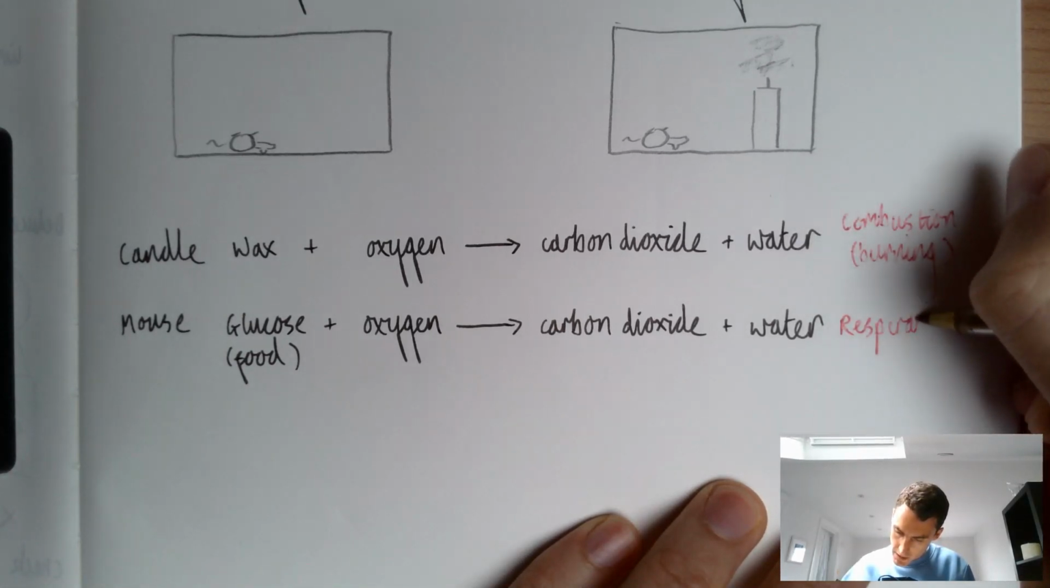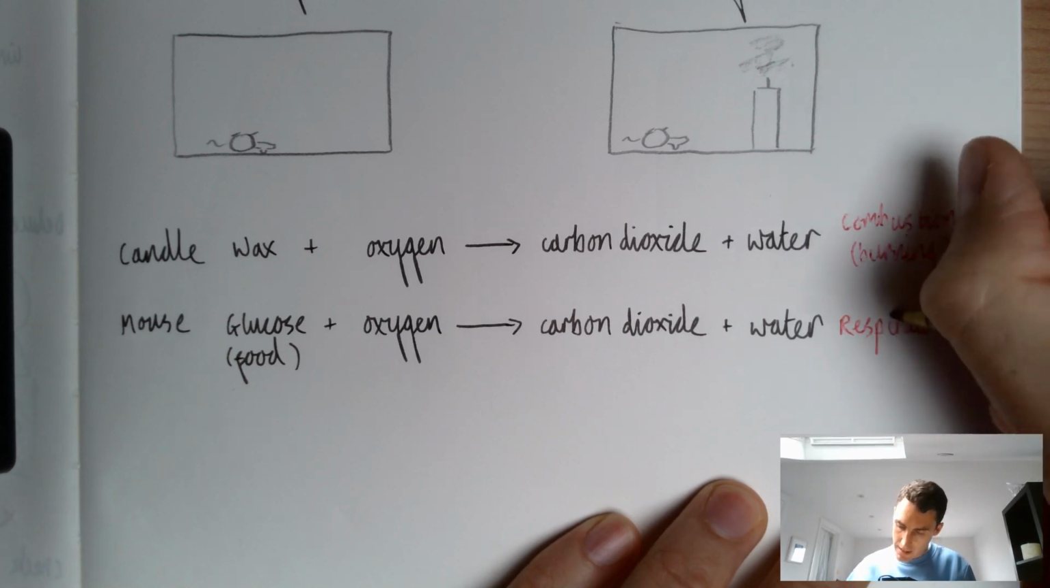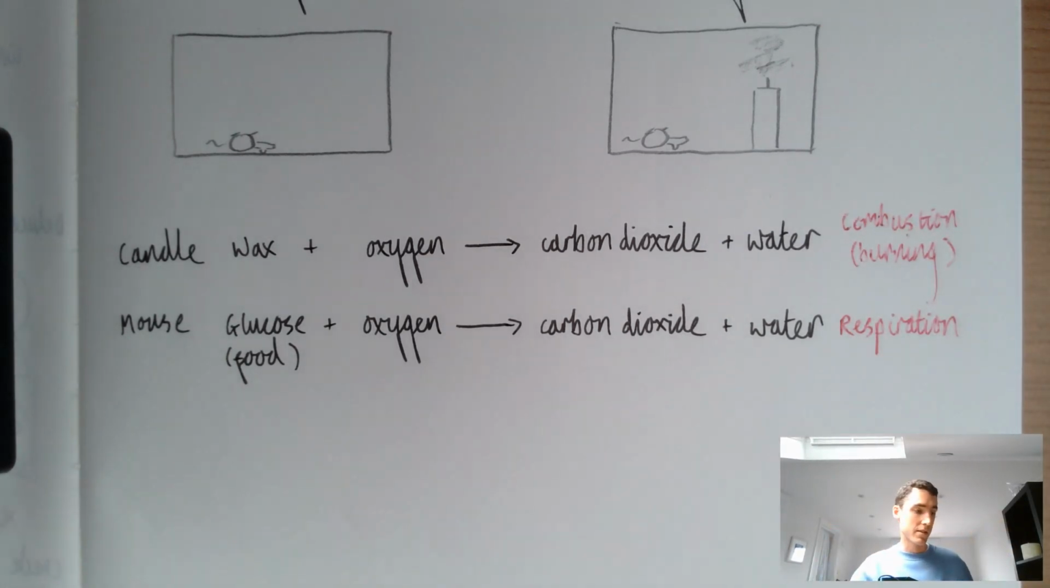Respiration. And notice we're not talking about mitochondria or anything like that yet. We're keeping it quite macro, because that's where our Year 7 students are at. They're seeing things in quite concrete terms.